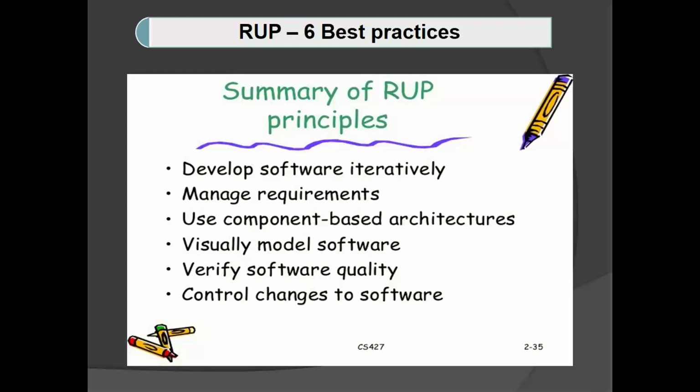Okay. Then visually model software. That means in RUP process, always we are going to develop with latest technology. Okay. So we are not going to use outdated technology. We will use only latest technology. That is nothing but visually model software. Then verify software quality. So verify software quality means like here we are going to check the quality of the project for every 3 months.